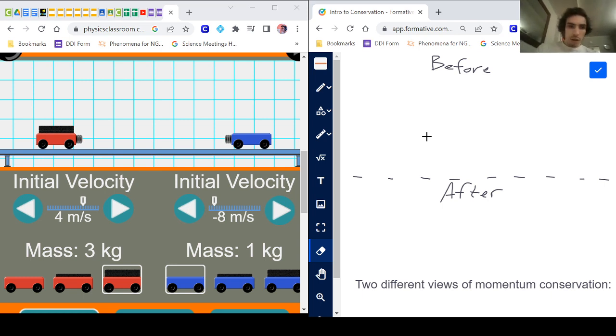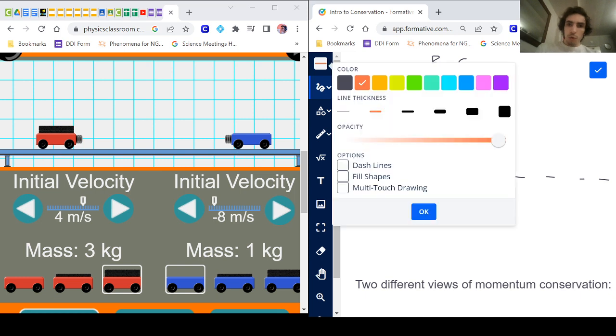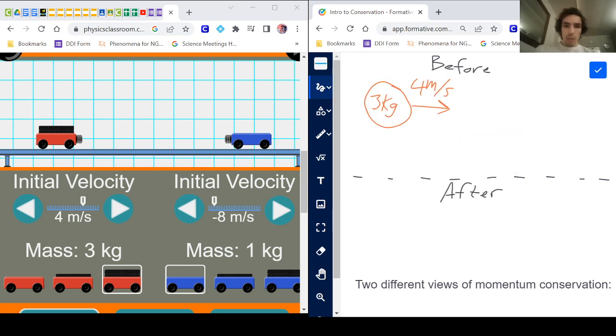So here we have on the left a red cart that is 3 kilograms, and it has an initial velocity of 4 meters per second, and that is positive 4 meters per second, which according to this simulation's coordinate system means that velocity is heading to the right. And then we have another blue cart, which is 1 kilogram, and that initial velocity is negative 8 meters per second. And negative in this coordinate system means that it is heading to the left.